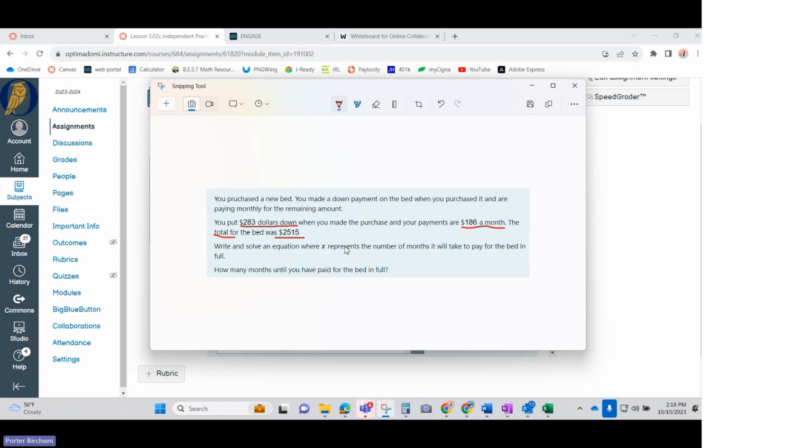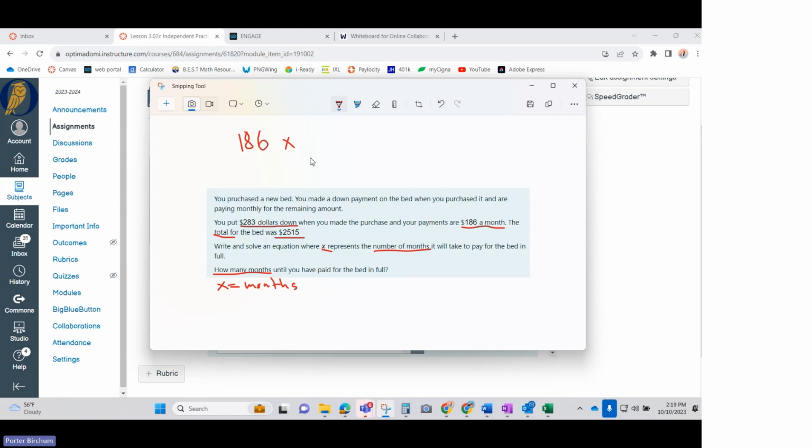Write and solve an equation where x represents the number of months. X is the number of months it will take to pay for the bed. How many months is what the question is asking. So x equals months. How many months? So let's build that equation. So x is months. Which number is talking about months? So it costs $186 for every month.